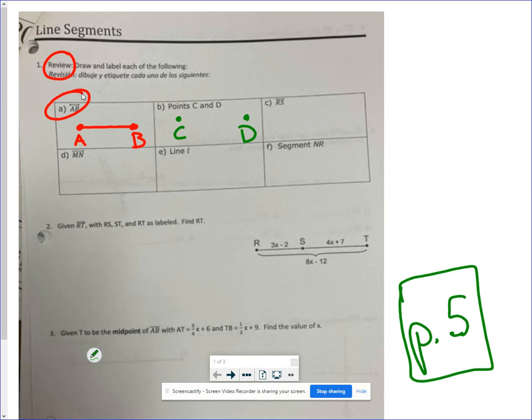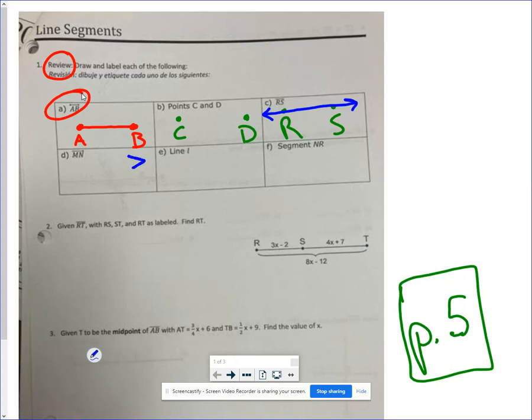Line RS. So if it doesn't have the points on either side, then it's just a line. It's a regular old line and it goes on forever. So we're going to say R and S. They do have points, but the line goes on forever in both directions. So I'm going to take my blue marker here, make a line that goes forever in both directions. That's line RS.